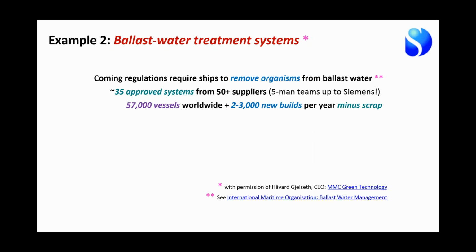and those regulations mean that every ship will have to be fitted the next time they come in for an overhaul, which basically means all 57,000 vessels worldwide will have to have this equipment installed over the next 5 years. There are some 35 approved systems from 50 or more suppliers, from small teams right up to big corporations like Siemens. Now, when that boom is over in the refit world, the only remaining sales will be for new ships that get built.